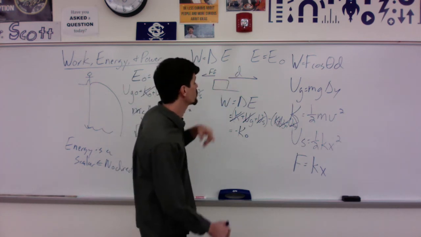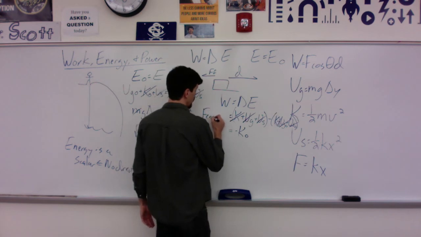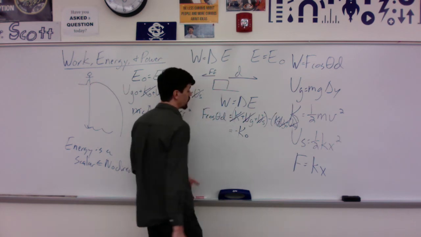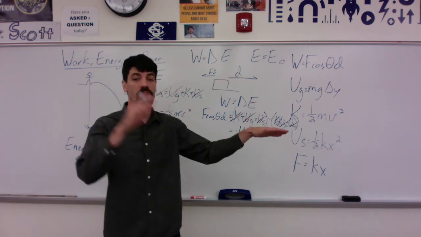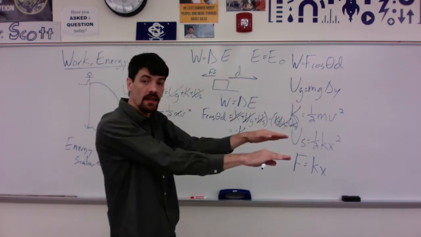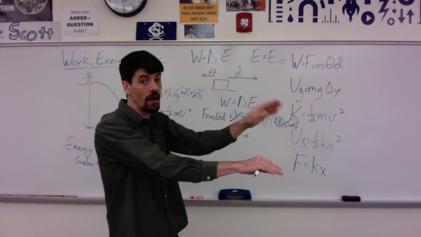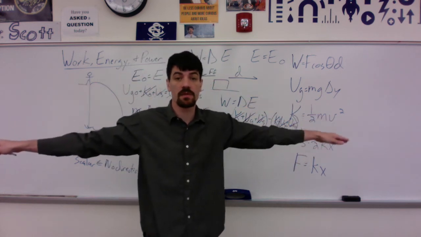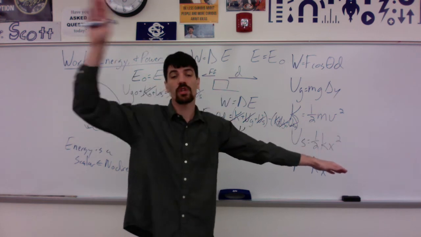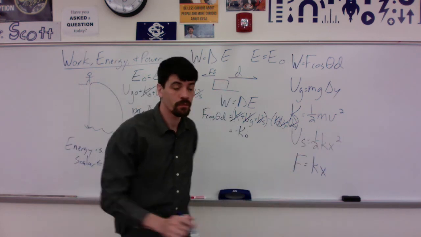In terms of our work stuff, F cosine theta d. Now, in this case, remember, theta is the angle between force and displacement. If they're like this, that means our angle is 0. They're not like this now. Our force that we're looking at is this way. Our displacement's this way. Our angle between the two is indeed 180.